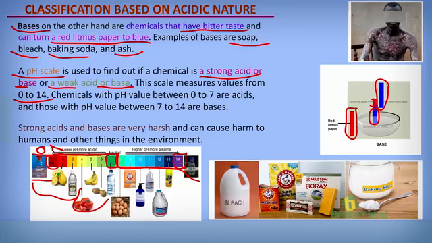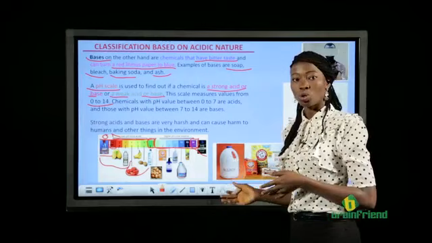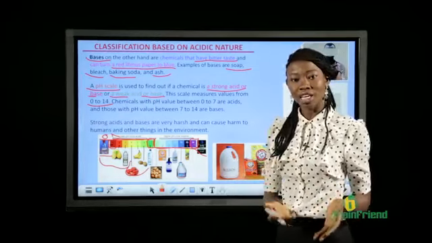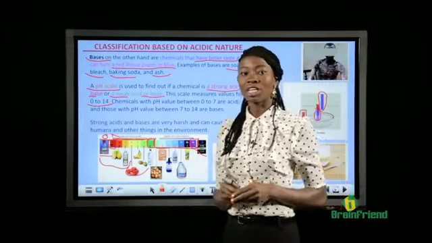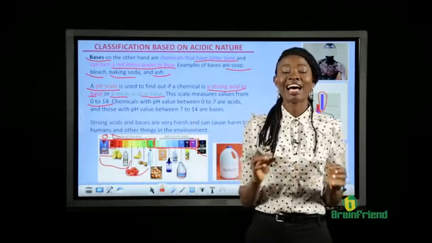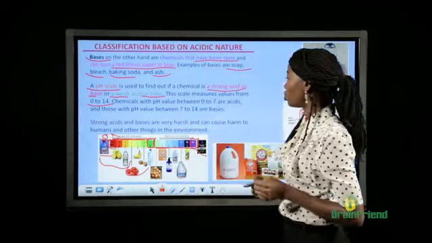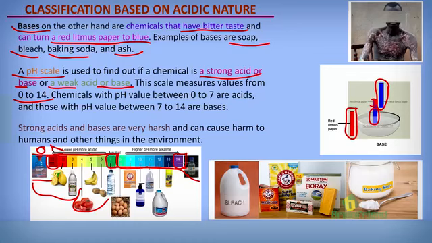Now, why do we need this pH scale? We need it to tell us which acid is strong and which base is strong, or which acid is weak and which base is weak. This is because strong acids and strong bases are harsh chemicals. They are harsh and they can cause harm to humans. They can also cause harm to other things in our environment.